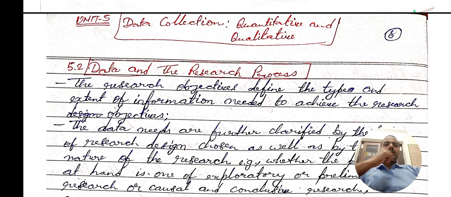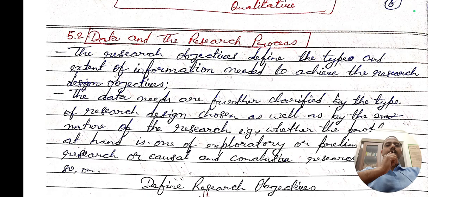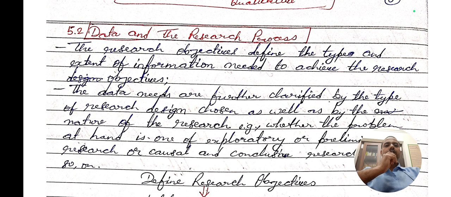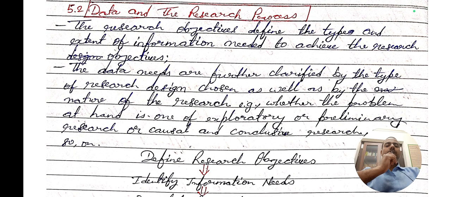So in this session, we are going to discuss the fifth unit of MMPM-6, and this unit is all about data collection, quantitative and qualitative. Okay. So now let's start. The first topic that we are going to discuss is data and the research process. It means how the data and the research process are related with each other. So that's what we are going to discuss here.